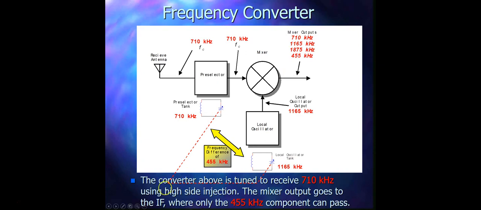So here it says the converter above is tuned to receive 710 kilohertz using high side injection. The mixer output goes to the IF where only the 455 kilohertz component can pass.